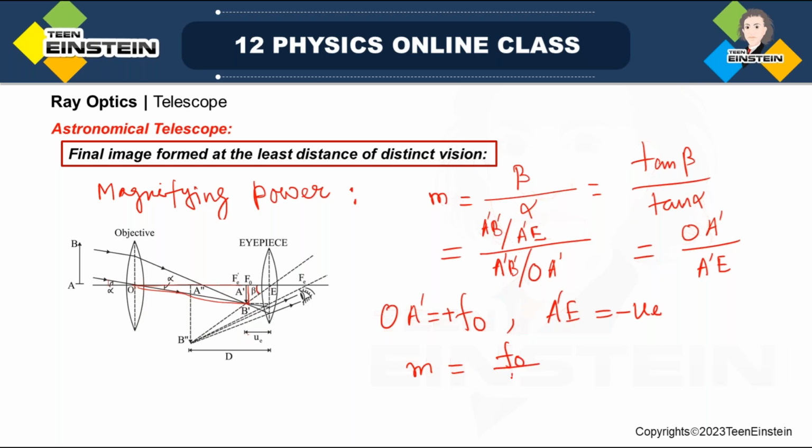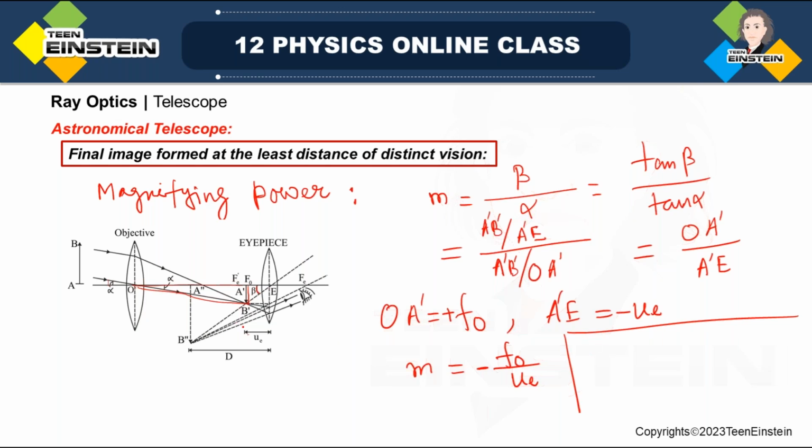FO by UE with the minus sign, so this will be minus. But this UE, this intermediate thing, we will not be able to see. We will not be able to measure. So there is a trick to find out what this UE is.